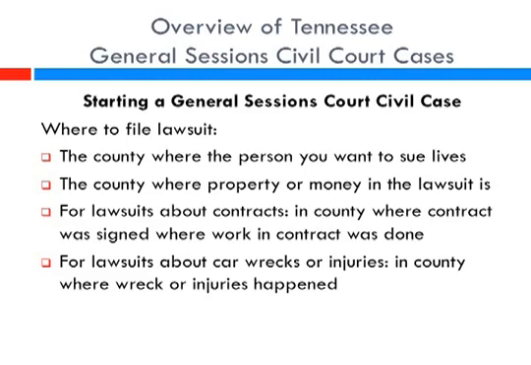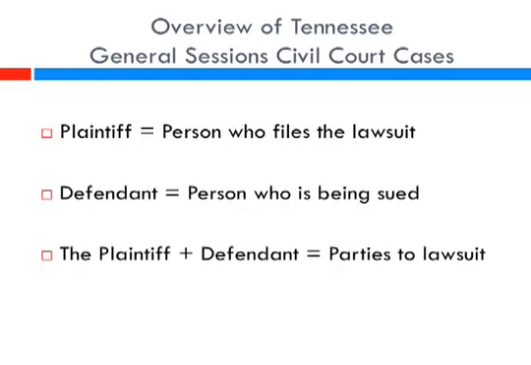Usually, you can start a General Sessions civil lawsuit in the following ways: filing in the county where the person you want to sue lives, or in the county where the property or money in the lawsuit is. If the lawsuit is about a contract, by filing it in the county where you signed the contract, or in the county where the work in the contract was done. If the lawsuit is about injuries, by filing in the county where the cause of the injury, such as a car wreck or a medical procedure, happened or occurred.